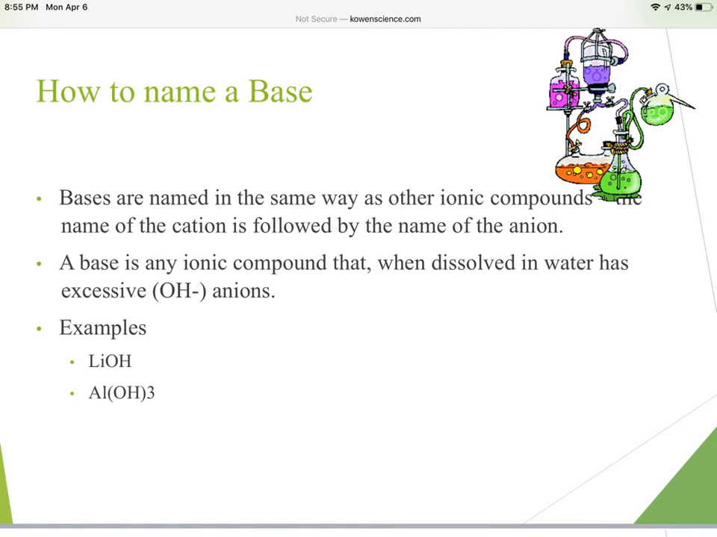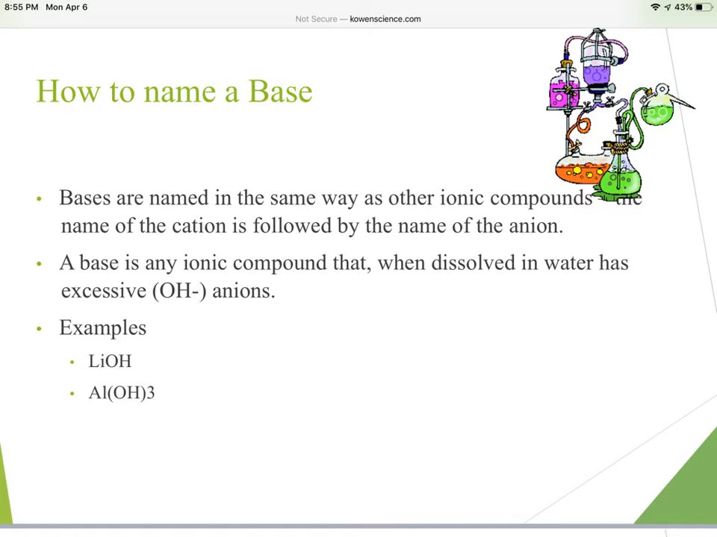Now, naming bases is pretty easy. You're going to name the cation or the element in front, followed by the word hydroxide. So if we look right here, Li is lithium, OH is hydroxide, so we name this lithium hydroxide. We have aluminum, OH hydroxide. So very straightforward, very easy.